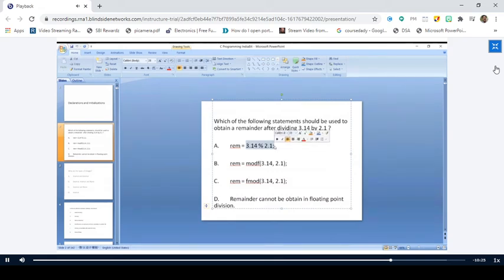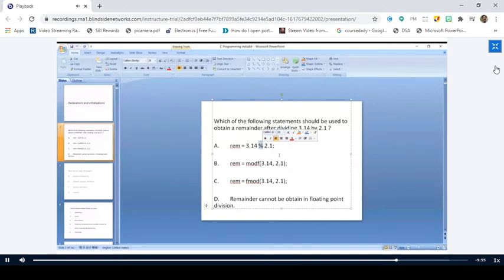C, sir. Actually, we might be thinking that remainder is equal to 3.14 modular division 2.1. But while discussing the concept of operators, I told that the modular division operator cannot be operated on floating point numbers. And you might be thinking that remainder cannot be obtained in floating point division. This is also a correct option, but we have a function if you are forced to get the remainder of floating point numbers.